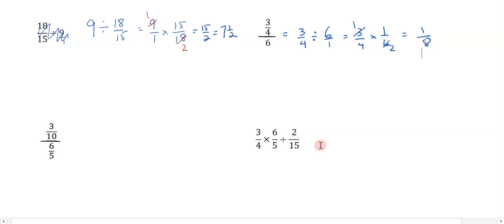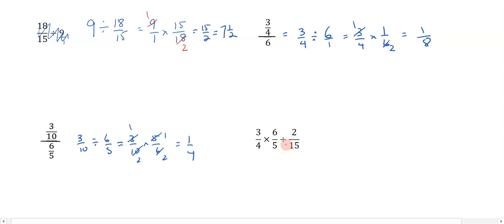Let's jump down to this one. I'm just going to show you that it's the same as 3/10 divided by 6 over 5, right? So you just write it as a division question, then you change it to multiplying by the reciprocal, and then you complete, right? And you get 1/4.